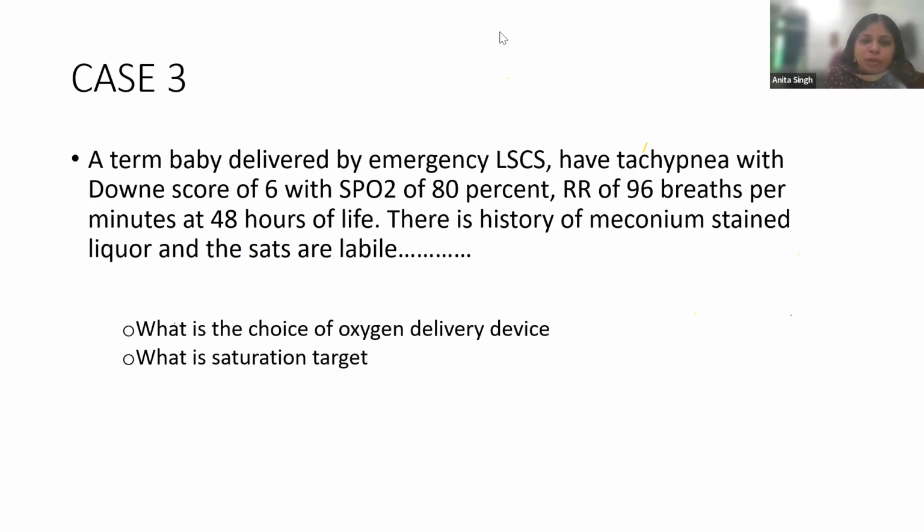This case has been put to emphasize that this baby is likely to have all the risk factors for persistent pulmonary hypertension, with lability of saturation and a history of meconium stained liquor. So the saturation target should be more towards, as I said, up to 97%.